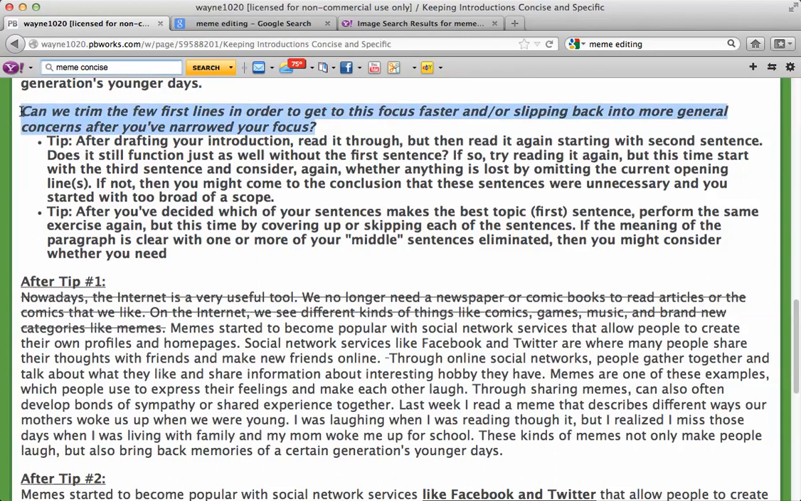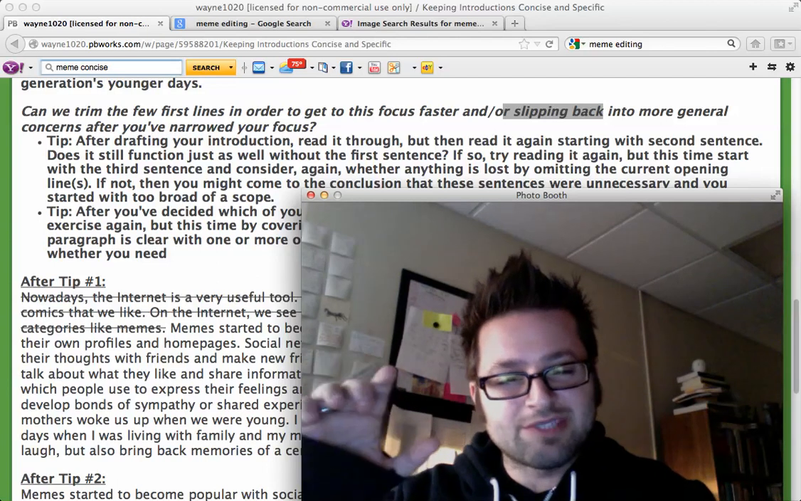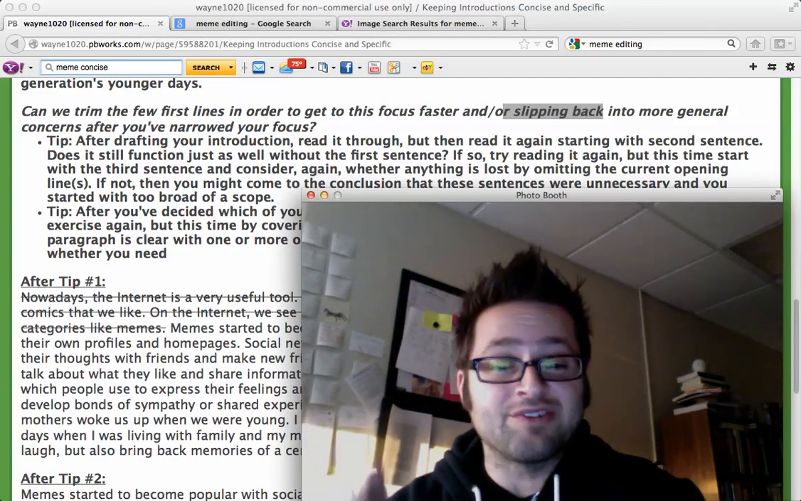Can we trim perhaps the first few lines, right, to get to this focus faster, since the first couple sentences weren't in bold? Is there maybe some part in the middle where the introduction slips back to this more general category after it's been narrowed down? Is that problematic? Now that might seem difficult to answer those questions right away. So what I did here is break it down to two little tips, two different things you could think about when you're reading your own introduction.